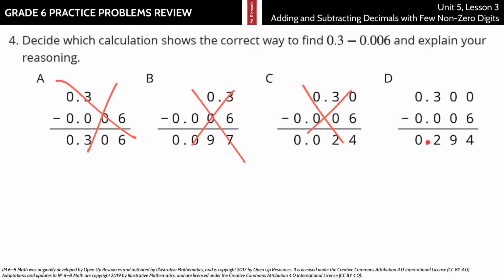Decimal points are lined up. We have our zeros representing our no hundredths and no thousandths. And it does look like we unbundled here just a little bit as we took a tenth and moved it over to our hundredths and borrowed or unbundled from our hundredths and made that 10 thousandths. And then they subtracted here. 10 minus 6 is 4, 9 minus 0 is 9, 2 minus 0 is 2. So it looks like we have a correct solution here in D.